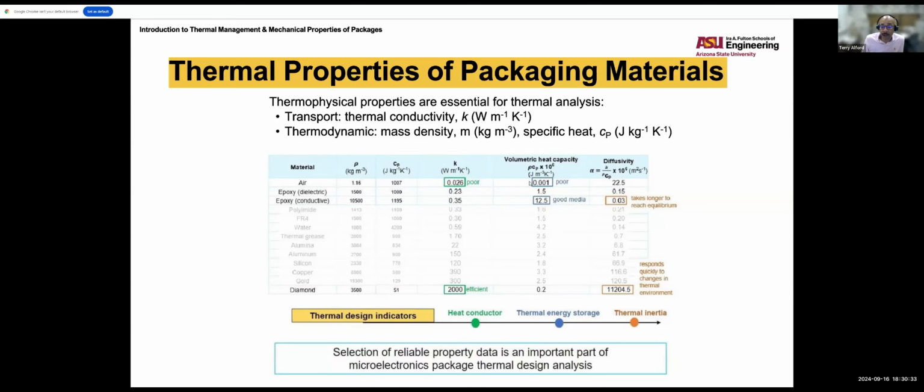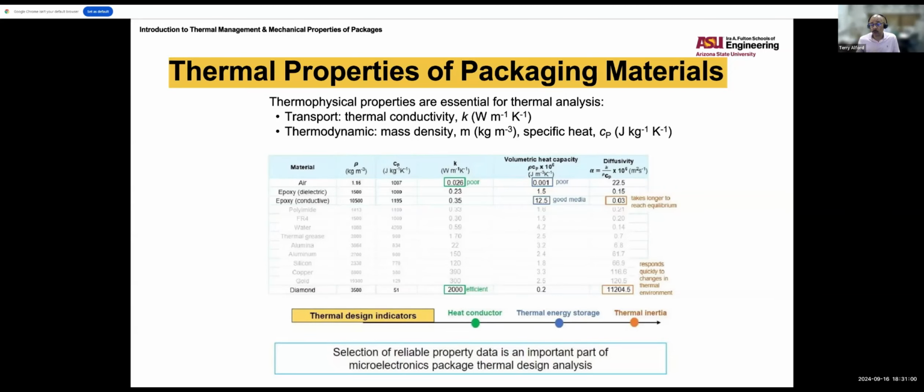Then we have our volumetric heat capacity. Again, we look at it in terms of our density. But if it's poor, it's poor. And then we have our diffusivity. That gives us an idea of the inertia.